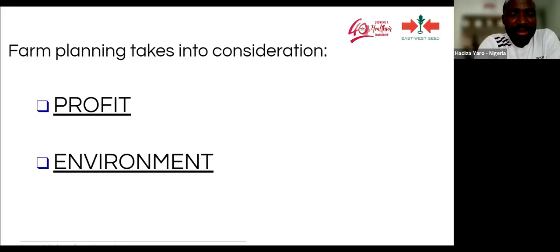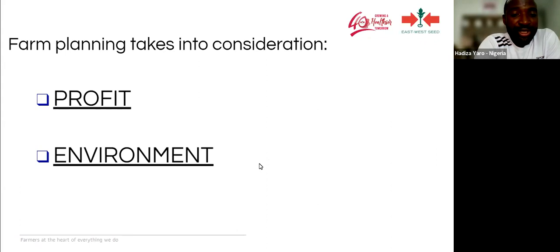What is going to be my profit at the end of production? What are your aims? For instance, you're aiming at a 10% increment, 20, 30, 40. So the environment also tells you what to plant.